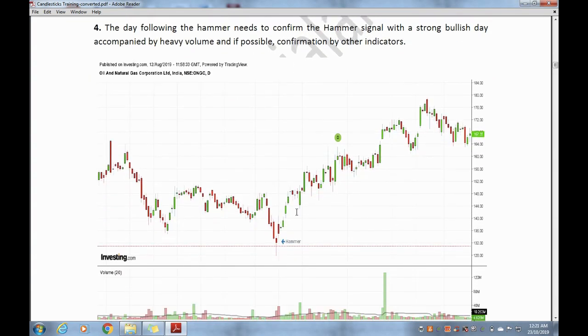So what I mean is that for the hammer candlestick, there will be a very small body and there will be a very long lower shadow, and this lower shadow will be at least twice the length of the body. That is the basic prerequisite for a hammer candle to work. And if there is an upper shadow, it has to be very small or it should not be there. As simple as that.